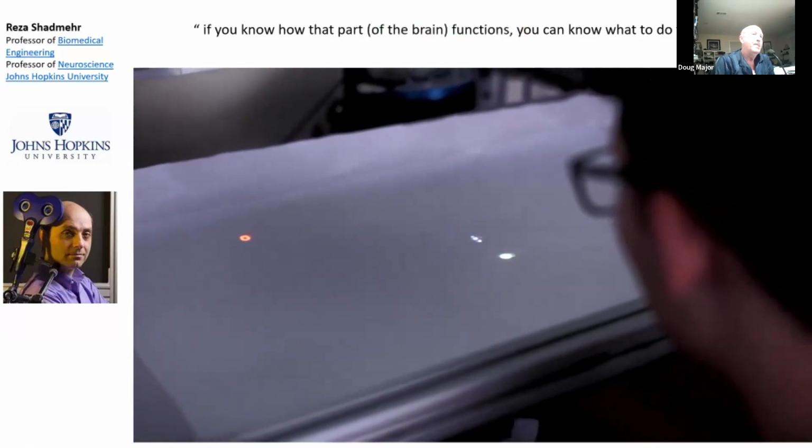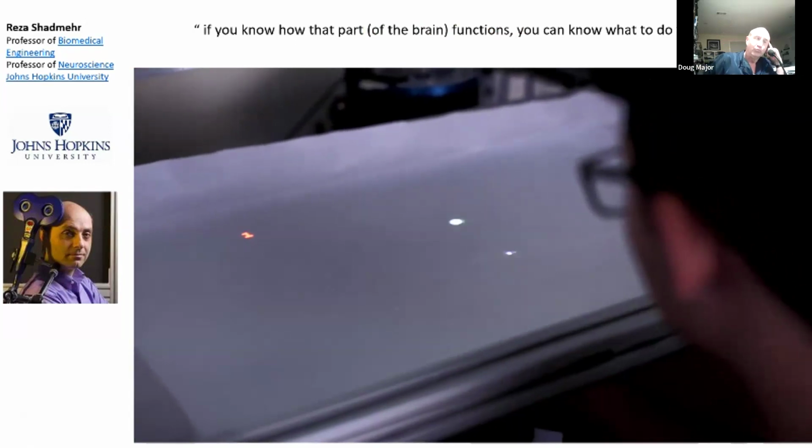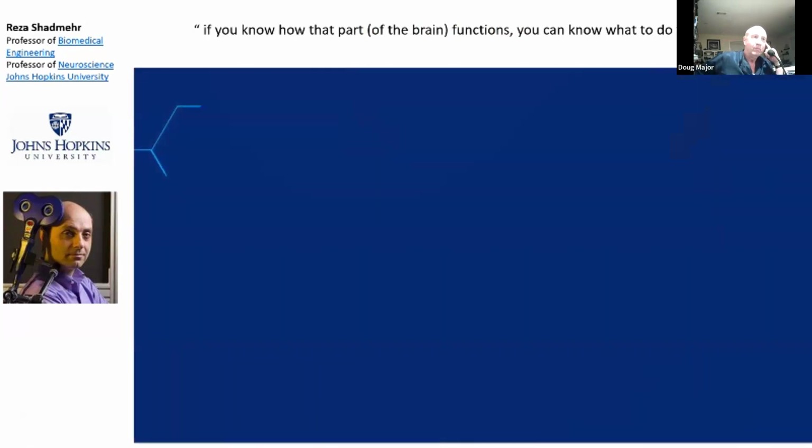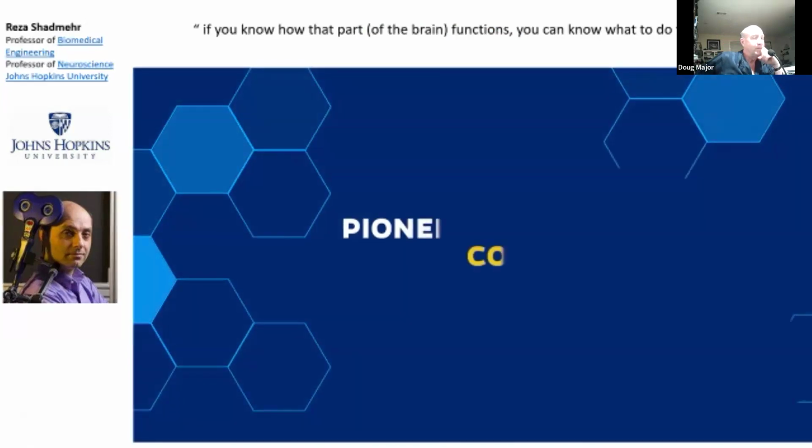We use engineering to describe very complicated systems, satellites, large ecosystems. Why don't we use the same tools to try to understand the brain?